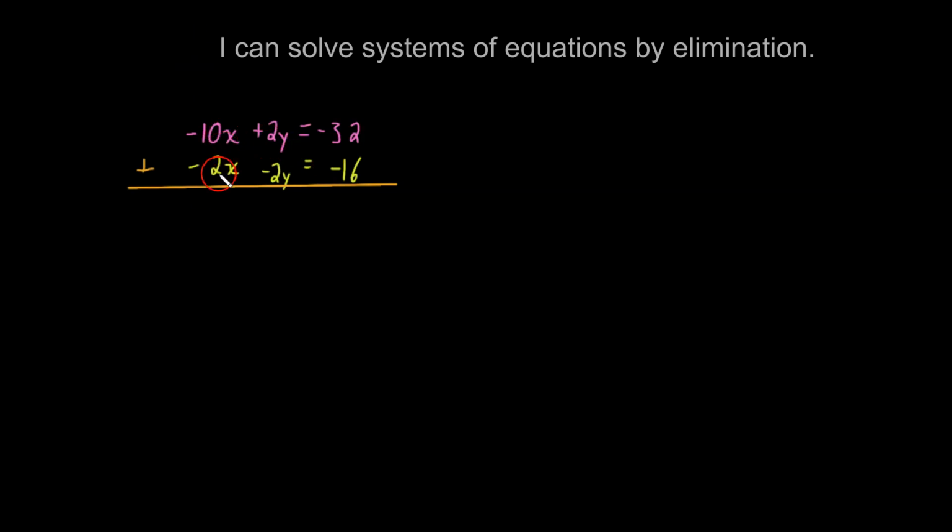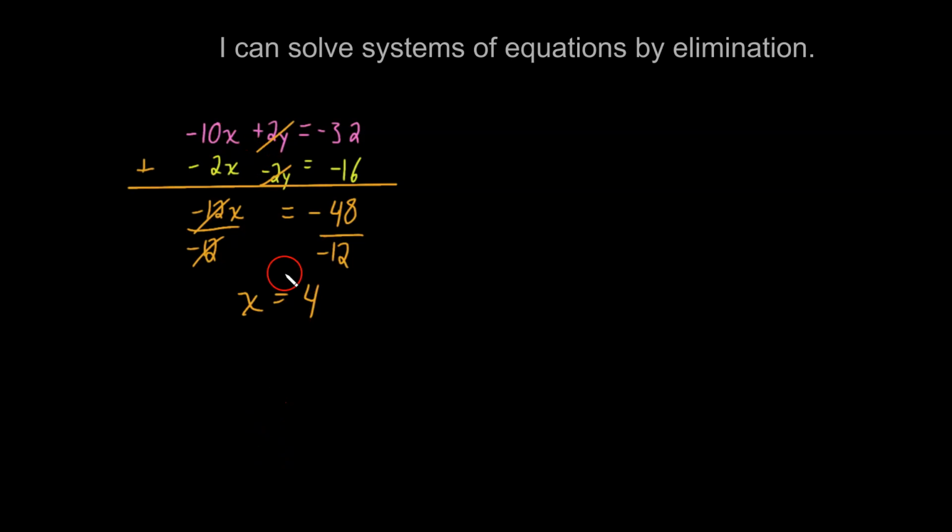So negative 10x plus negative 2x being negative 12x, and 2y minus 2y would just be 0, so that's gone. So that is eliminated, hence the name elimination method. So we get negative 12x equals negative 32 plus negative 16 would be negative 48. And then we just got a one-step equation, divide by negative 12 and divide by negative 12. And we get x is equal to 4.